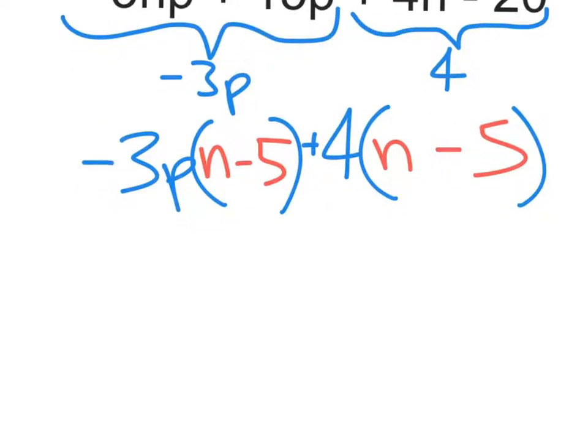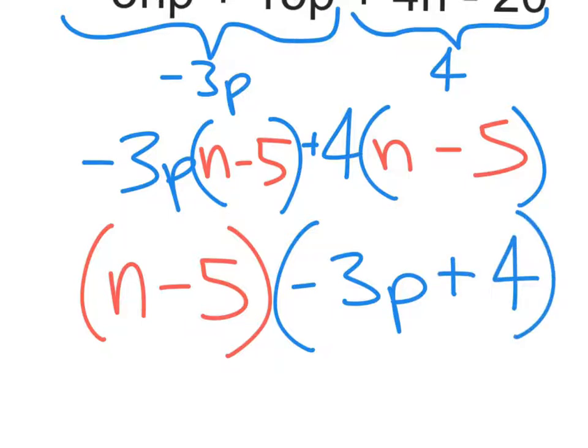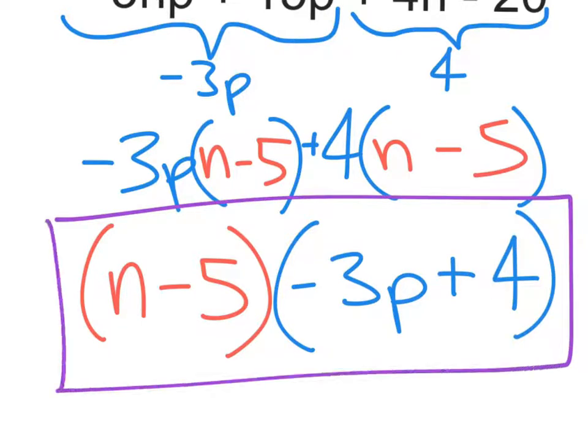this expression. We can now factor out the n minus 5. So we've got n minus 5 times what? We'll factor together the negative 3p plus 4, and this, ladies and gentlemen, is our answer, factored by grouping.